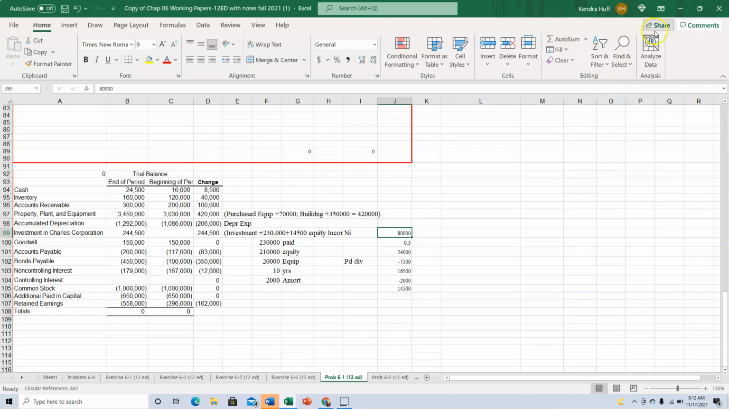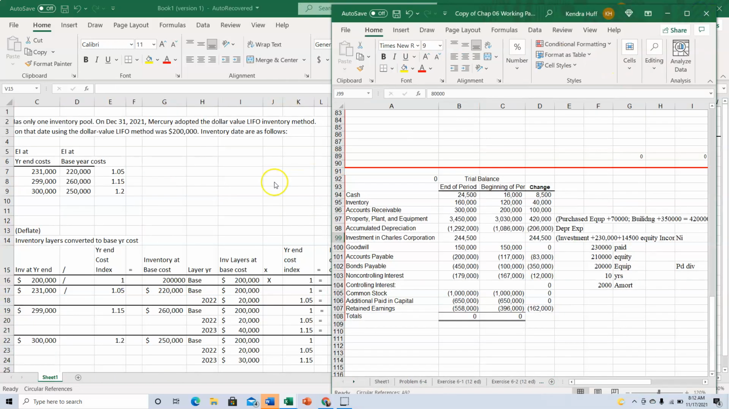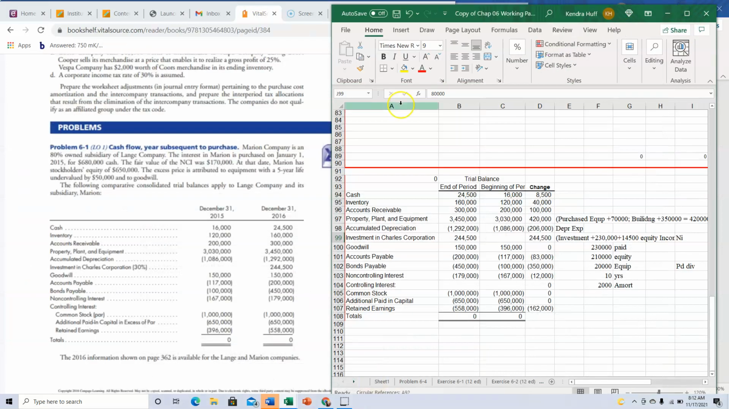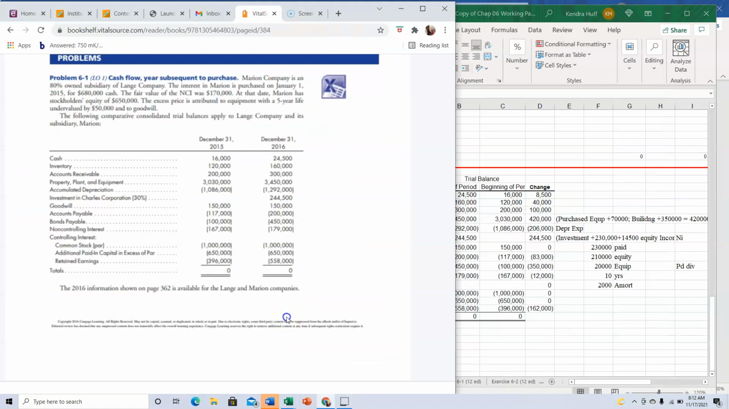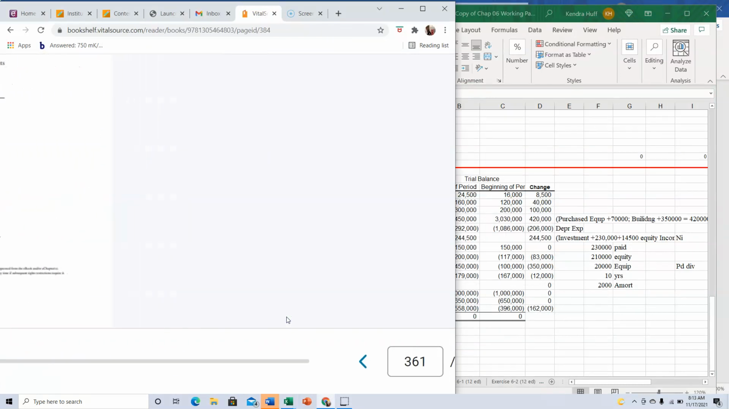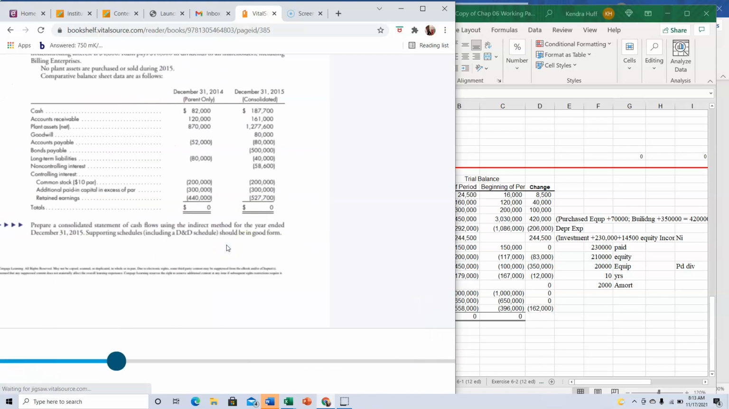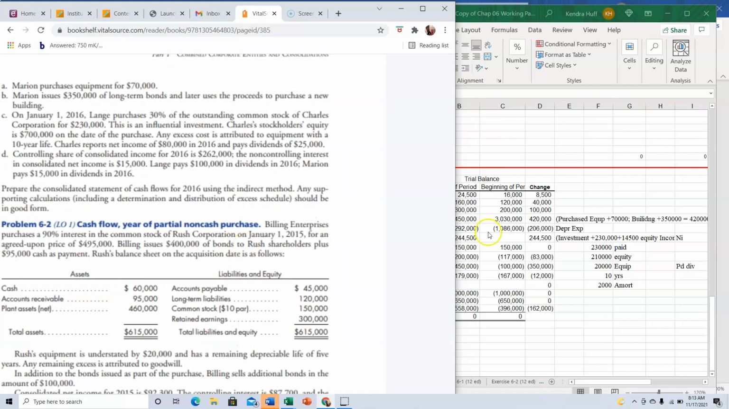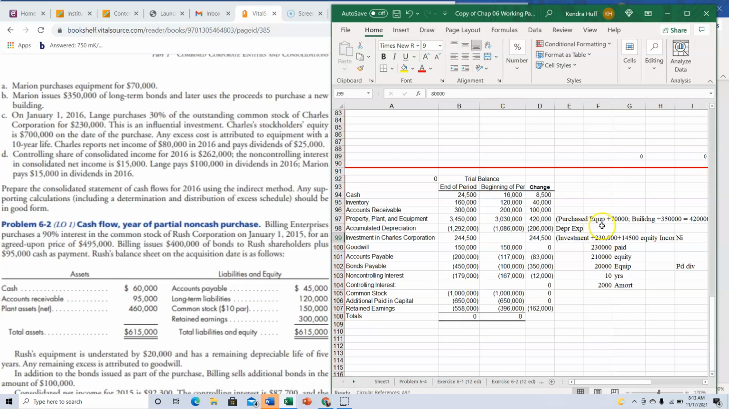All right, then they gave us, let me just minimize that puppy. On the next page over here, they gave us additional information. All right, and that's where these notes came from over here.